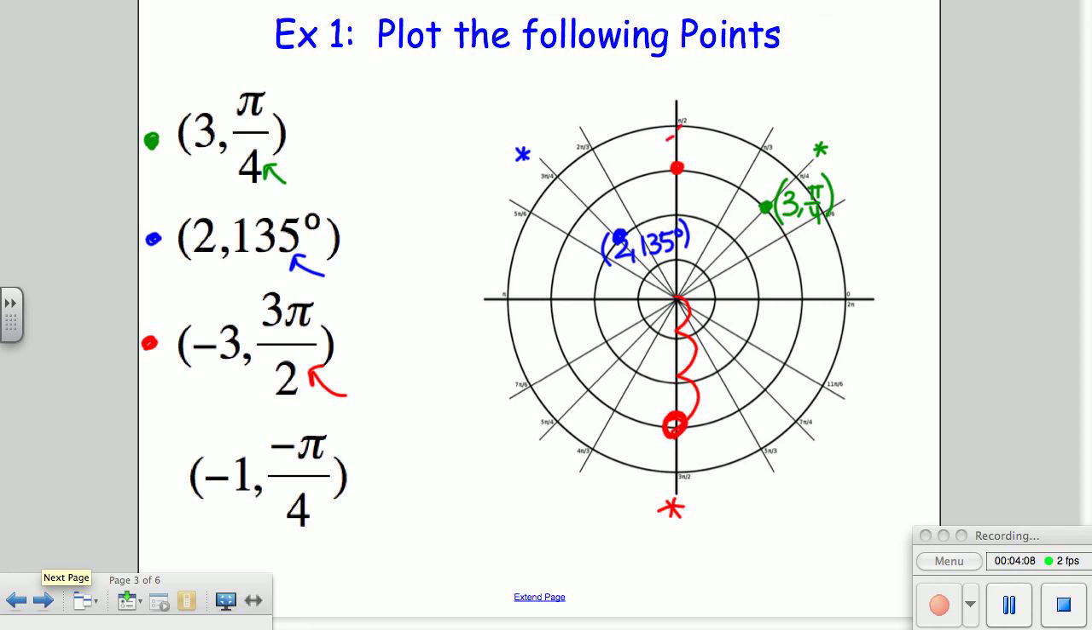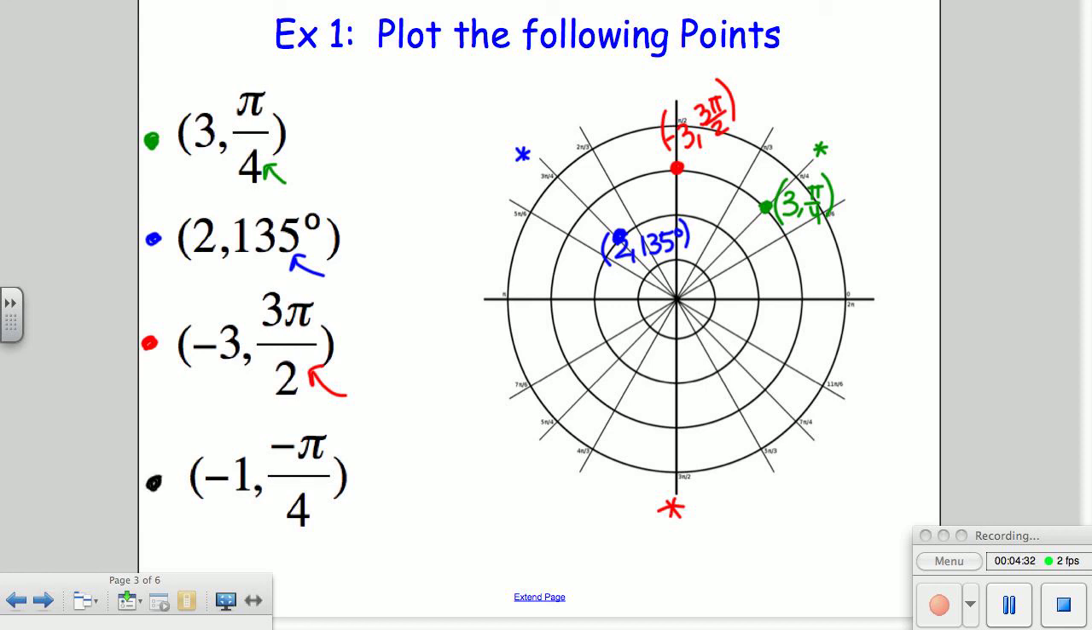So this would be the point negative 3, 3 pi over 2. You'll notice that we had to flip it over to the other side because of the negative radius. You could also think of it as, once you get to that 3 pi over 2 spot, go the opposite direction 3 units.